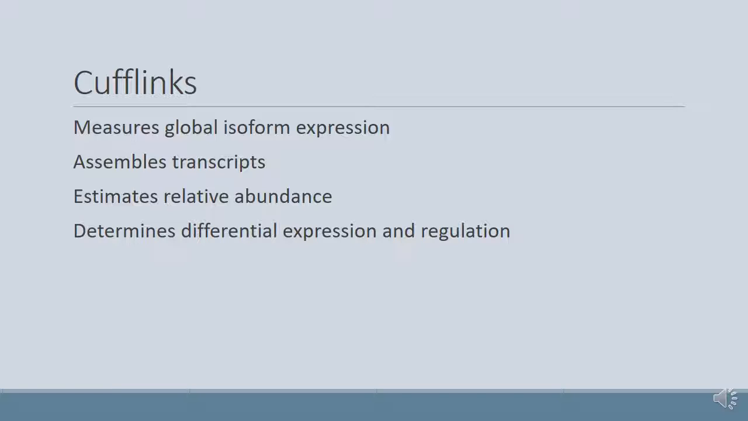So from TopHat, we move to the next step in the Tuxedo pipeline, which is CuffLinks. CuffLinks measures global isoform expression by inferring the splicing structure of each gene, but this can be challenging because genes can have multiple alternative splicing. So the tool reports as few full-length transcript fragments as are necessary to explain all the splice variants in the data. And after the assembly, we can estimate the relative abundance of each fragment. So it is determining differential expression and regulation of the genes.